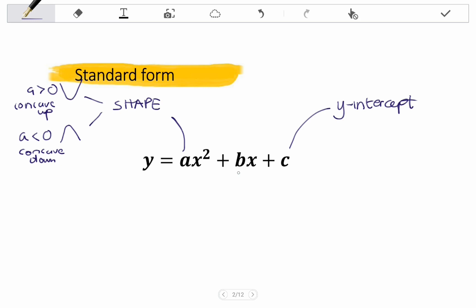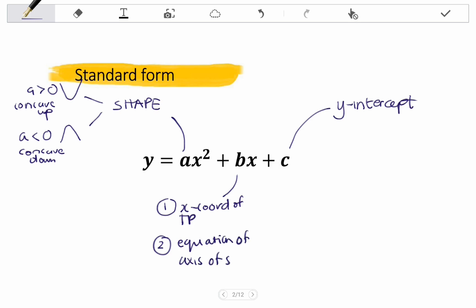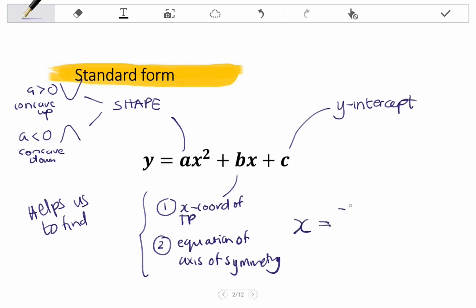Okay, and B is very useful to find two things. Okay, one is the x-coordinate of the turning point, and the second is the equation of the axis of symmetry. So B is not equal to these, but B helps us to find these. Okay, and it helps us because it is part of this formula. X equals negative b over 2a. So a is also helpful in this regard.